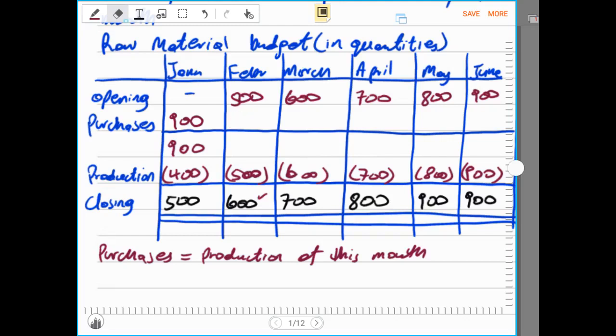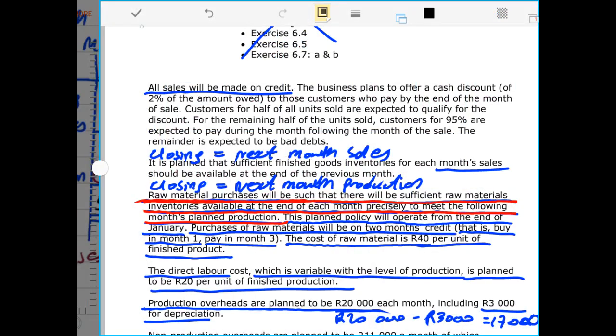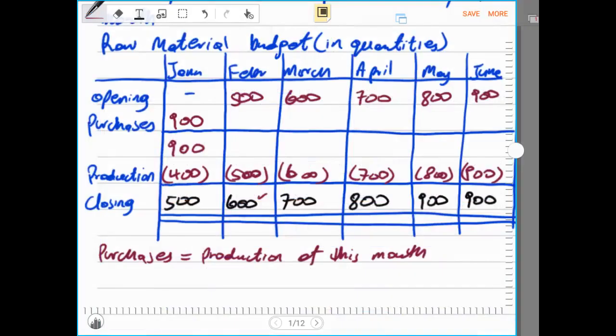Okay, let me just confirm that it was this sentence. I think I'm getting this not right. They said raw material purchases will be such that there will be sufficient raw material available at the end of each month, precisely to meet the following month planned production. Okay, then it means here we say purchases is equal to production of next month, not this month, of next month.